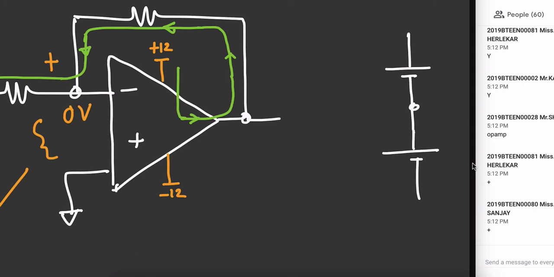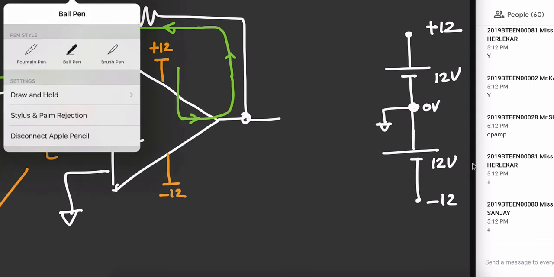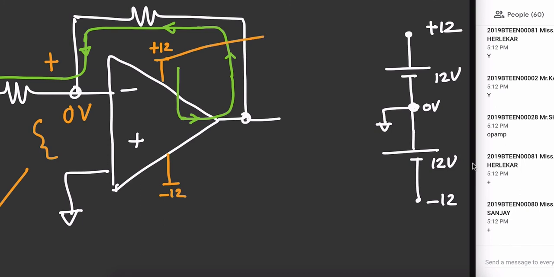Then the center tap will have to go to ground. Then 12 volt battery, 12 volt battery. This is 0 volt. This is plus 12. This is minus 12. Okay. And then it is connected. It is connected here.